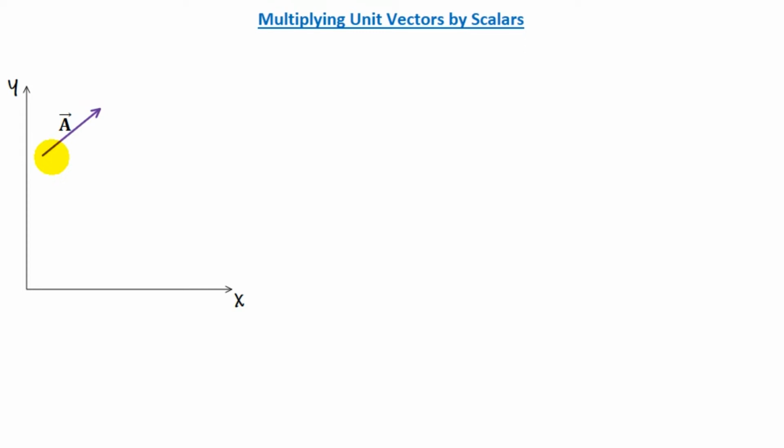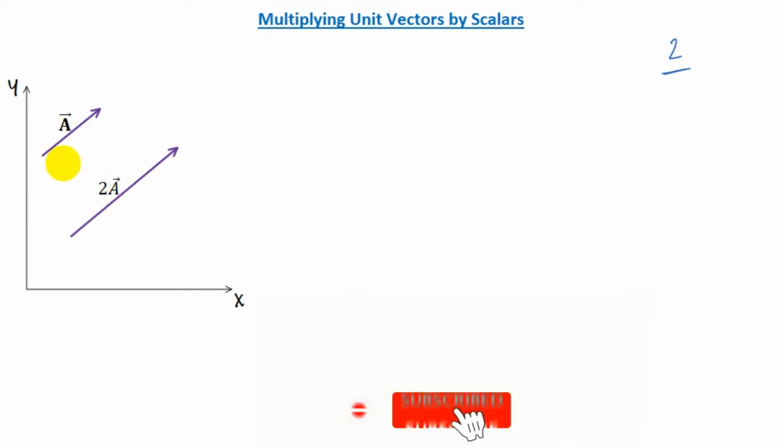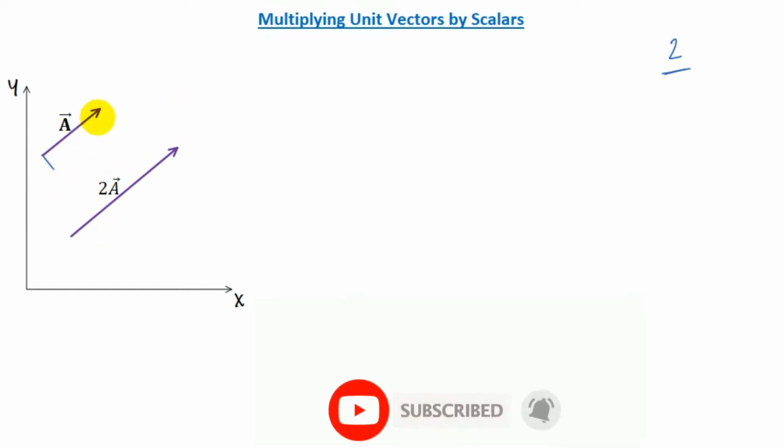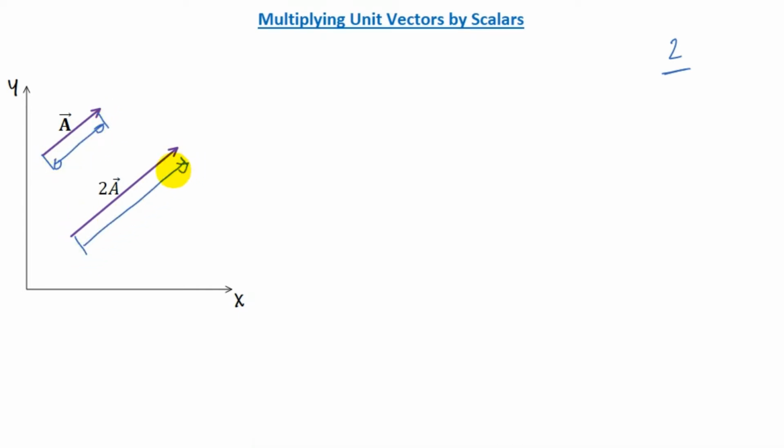So here we have this vector A. Now if we multiply this vector A by 2, then the magnitude of vector A will increase by a factor of 2, but the direction will not change, and this vector represents 2 times vector A. So direction is same, but the magnitude, meaning the length of this vector, is increased by 2 times. This is what it means.